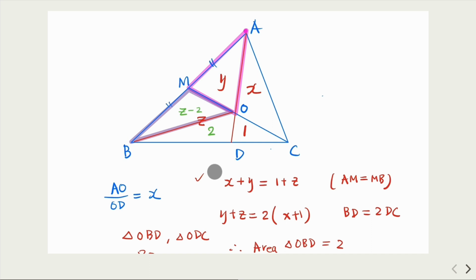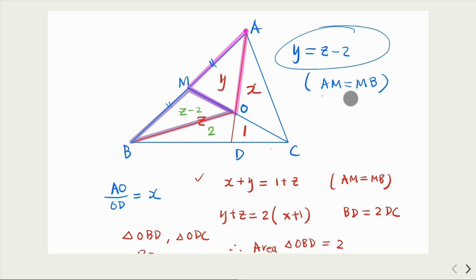So here we would like to make an adjustment: Z minus 2, the area of this triangle, and Y are actually equal to each other. Why is that the case? Because as we highlighted here, they share the same base and the same height, because M is the midpoint, AM equals MB. So we know that Y, the area here, is going to equal Z minus 2. We're going to use that.